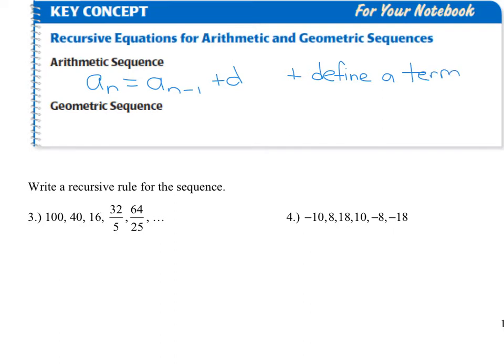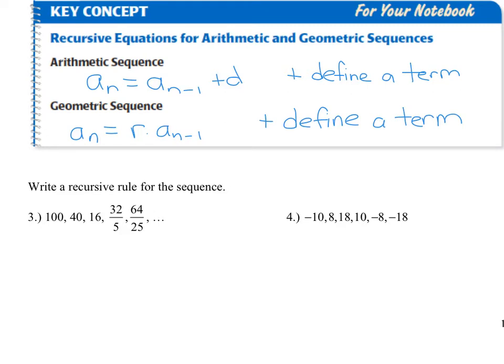So you have to tell your audience the first term is this, or the zero term is this. Otherwise, they don't have anywhere to start and they can't use your formula. For a geometric sequence, the general rule is a sub n equals your common ratio times the previous term. And again, you have to define at least one term so that people know where to start and can actually apply your rule.